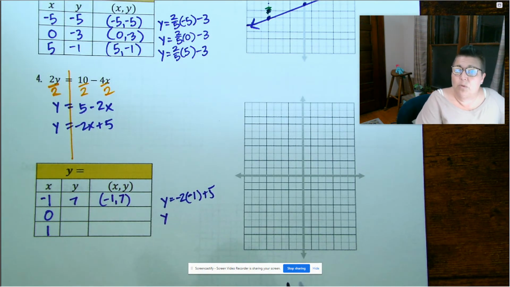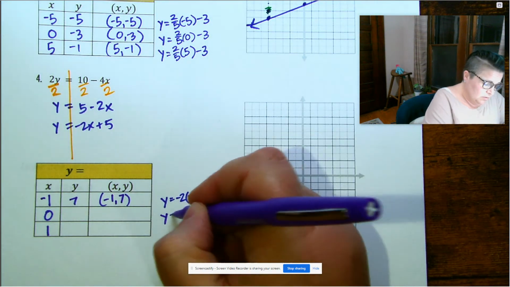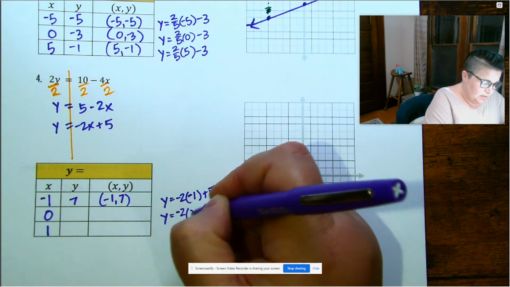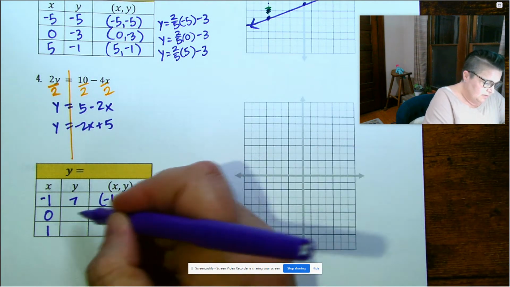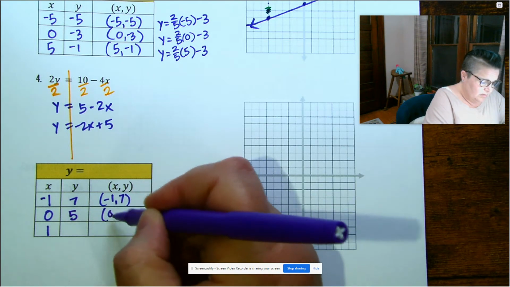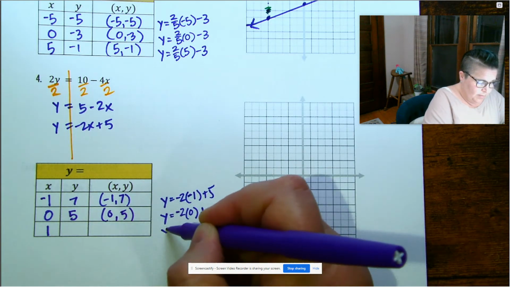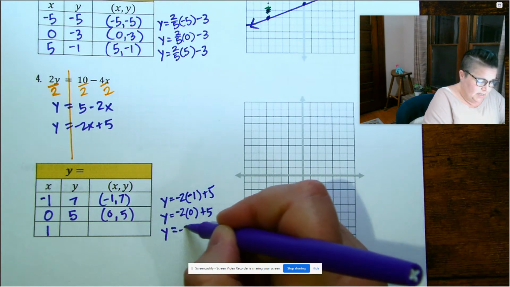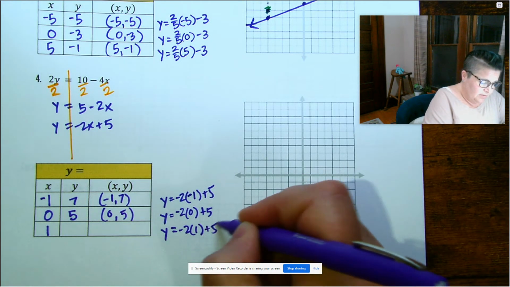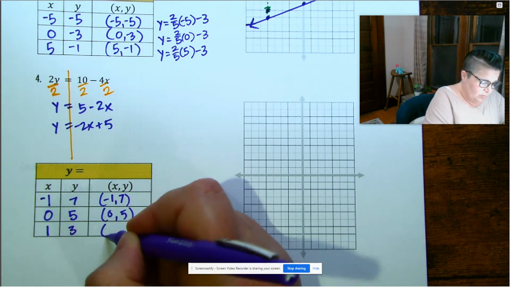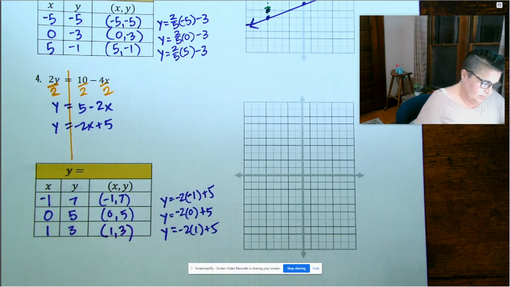For my second point, we're letting x be 0. So this would be a -2 times 0. That's a 0. Plus the 5 is still going to be a 5. 0, 5. And for my third point, I'd have a -2 times 1. That's -2. Plus 5 is 3. And so I have a point at 1, 3.